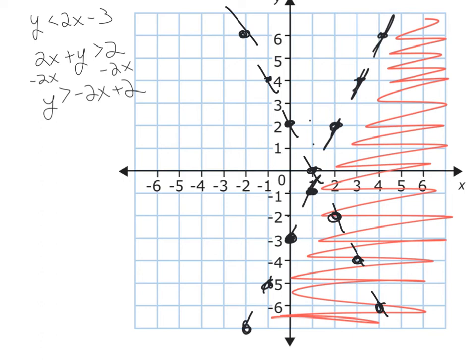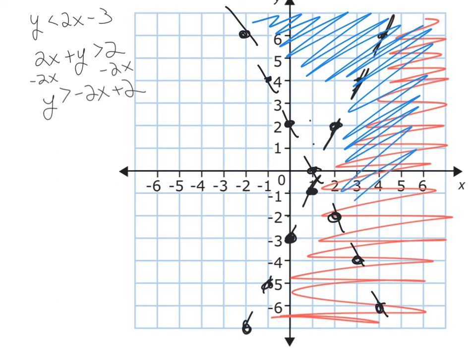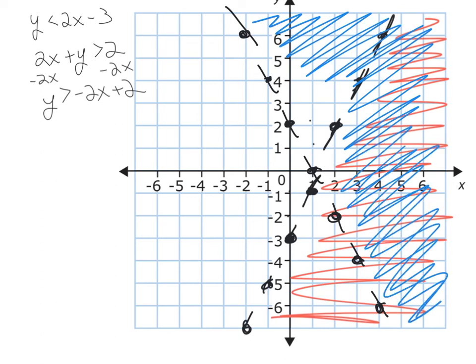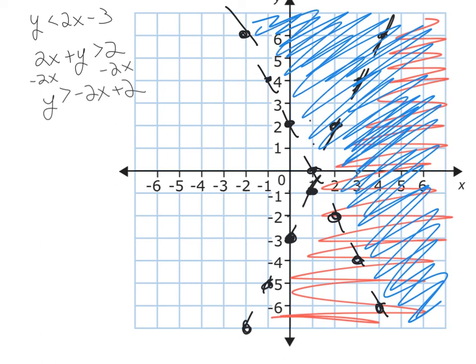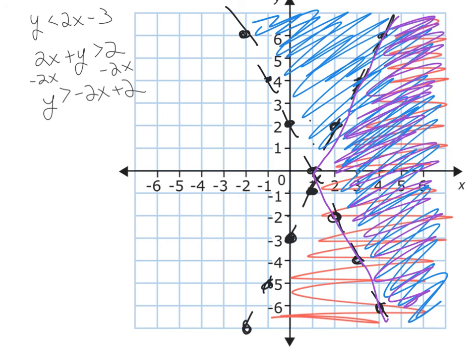Again, we plug in 0, 0. Is 0 greater than 2? 0 is not greater than 2, so we shade away from 0, 0, which means over here. And we can see that our overlap area is this area right in here. I'm just going to add a little purple to highlight that this is the overlap area. And therefore, that's our solution.